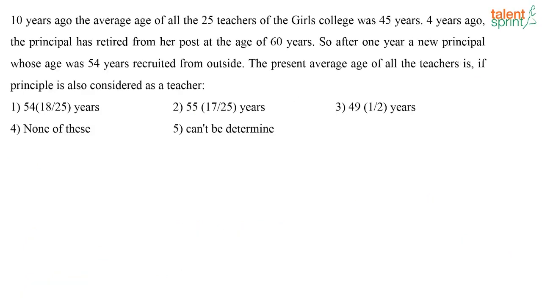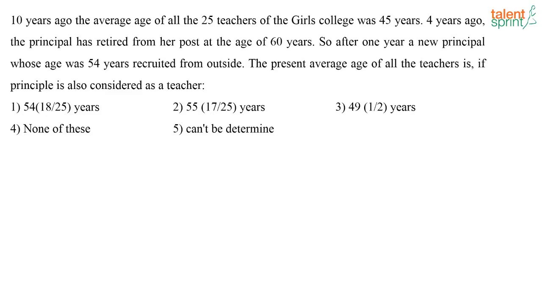Next question. 10 years ago, the average age of all 25 teachers of a girls' college was 45 years. 4 years ago, the principal had retired from her post at the age of 60 years. So after 1 year, a new principal whose age was 54 is recruited from outside. The present average age of all the teachers is, if the principal is also considered as a teacher. Okay, so I have to find the present average age of all the teachers.